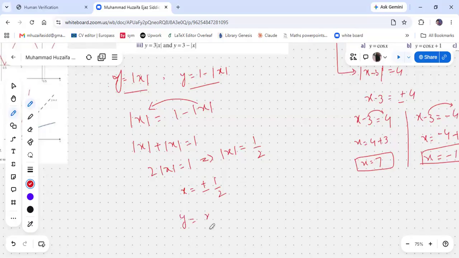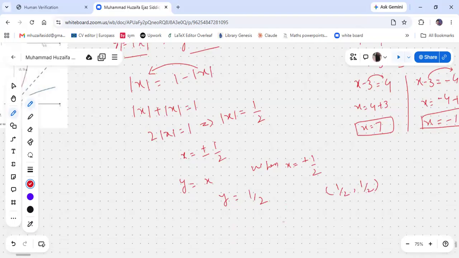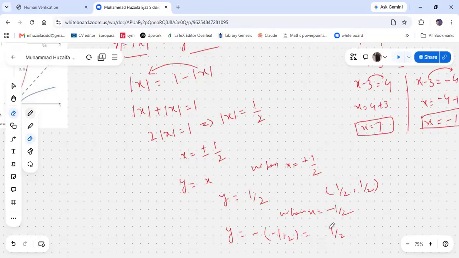So this is the x, and this is the mod of x. When we set x equal to plus half, then y is equal to what? Half. So our ordered pair is half and half. And when we set x equal to minus half, look at here. y is equal to minus into minus half. So this is plus. Sorry, this is plus of plus, not plus minus. This is the plus.